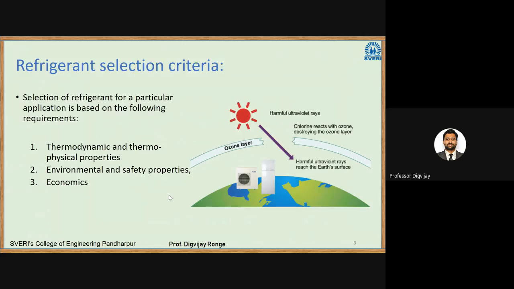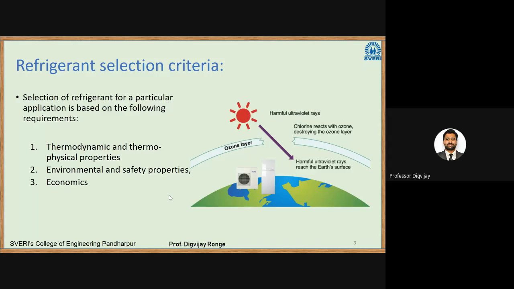Okay, so after the introduction, it is very important to know some important definitions related to the environment. Before we go into the actual classification and nomenclature of refrigerants, it is very important to study what its effects on the environment are. So first we started with the thermodynamic and thermophysical properties. Then we saw environmental and safety properties, and third, it was economics.